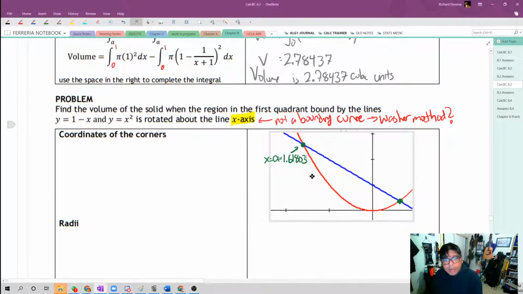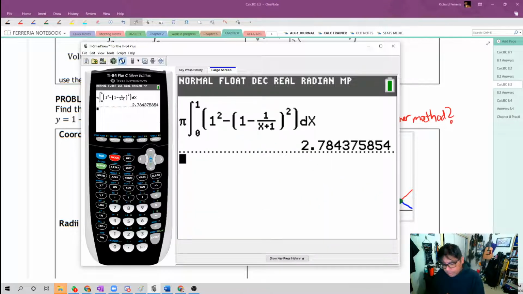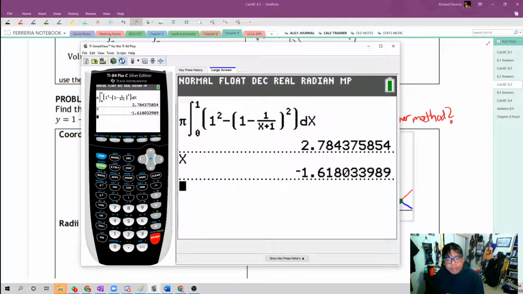Quickly label that onto your work. X equals A equals 1.61803. So I can use the letter A in my calculations now. On my calculator, I want to go and store that value. So let's get that value up there. And there it is, negative 1.618. Take that and store that as A. You've seen me do this a few times now.